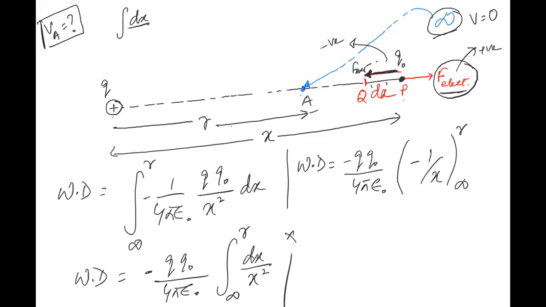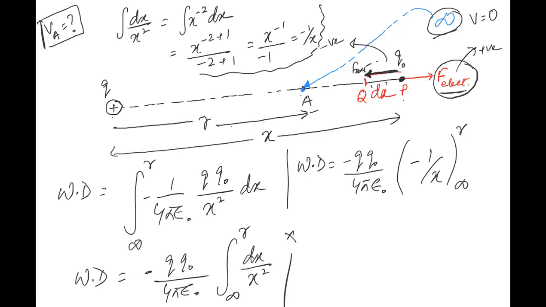मैं फिर भी बता देता हूं, dx upon x square can be written as x to the power minus 2 dx, and the formula for the integration is the power plus 1 divided by minus 2 plus 1. If you do this, you will get x to the power minus 1 upon minus 1, which can be written as minus of 1 upon x. Is it clear, or should I repeat this again? Clear, sir.